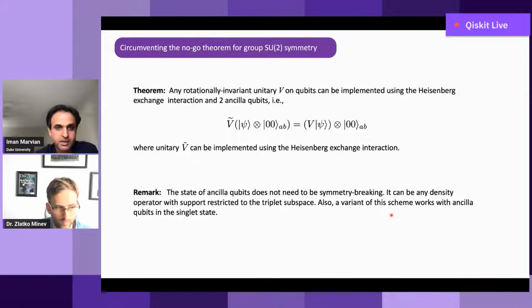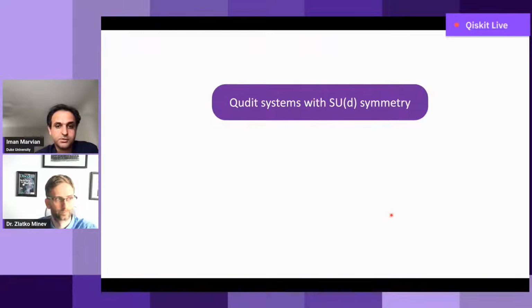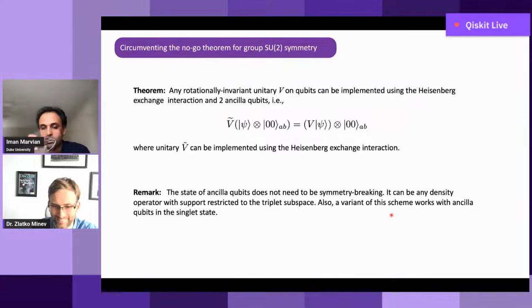Okay, so this was about U1 and SU2, and now I want to talk about qudit systems with SU(d) symmetry. If there are questions, again, maybe this is a good time to ask. I'll save them to the end. Okay.